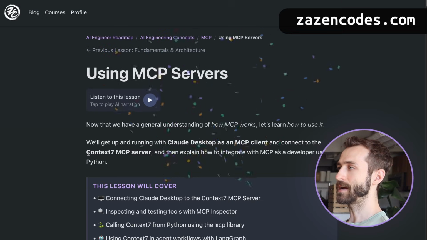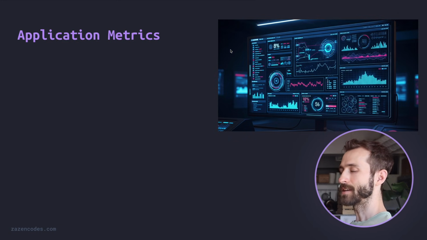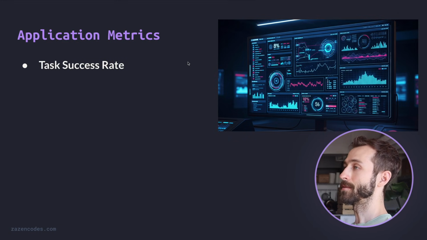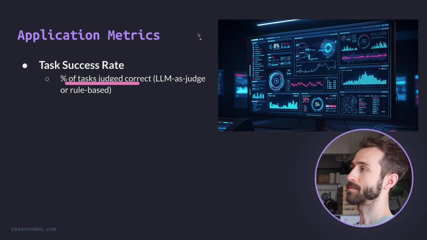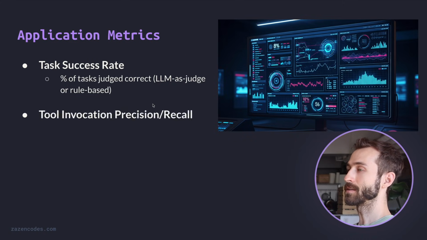Here are the application metrics, which I think are most important. The first one is task success rate. Based on a bunch of tasks, a bunch of eval questions and answers, how many of those were correct? This could be based on the LLM as a judge or the rule-based criteria we discussed in the previous slide.